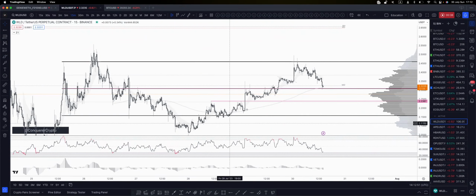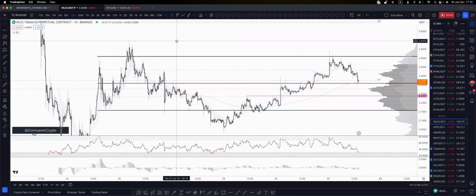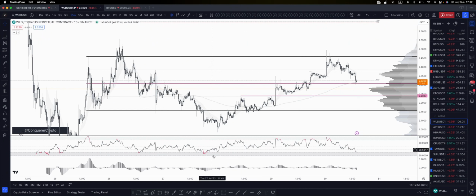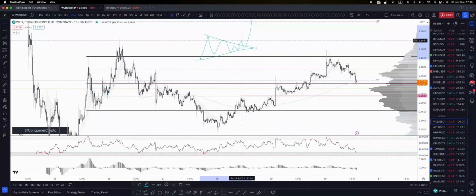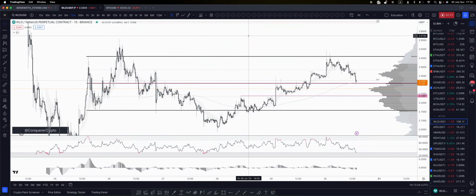So in what context are we doing our analysis? Okay, that's very important because even the patterns, for example, like this, they may change depending on the context. Not every triangle breaks up like this. Sometimes they fail, sometimes they break down. So that's why context is really important.